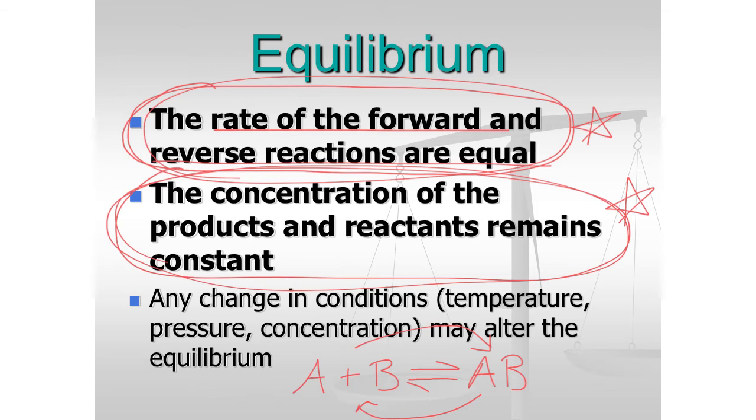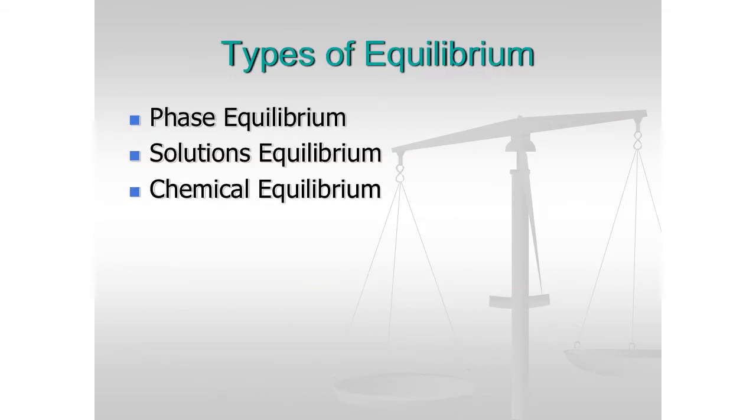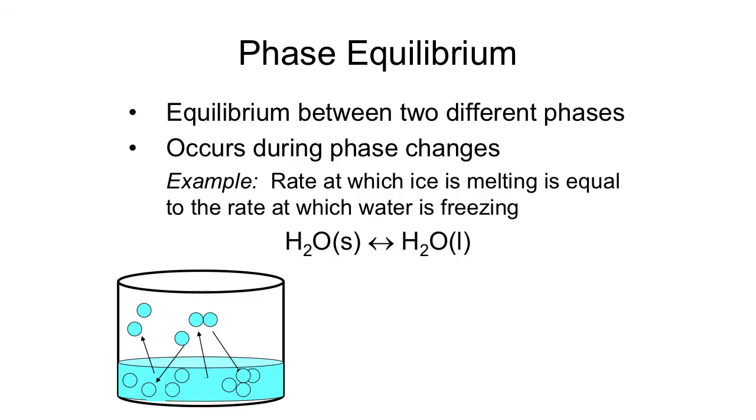Now we will talk in later videos about if we change any of the conditions, we change the concentration, or if we have a gas, the pressure, temperature, that may alter the equilibrium, but we'll talk more about that in later videos. So our main idea is this definition that the rate of the forward is equal to the rate of the reverse, which then causes the amount of everything to remain constant. We have three different types of equilibrium, and we'll talk about them on the next slides: phase, solution, and chemical.